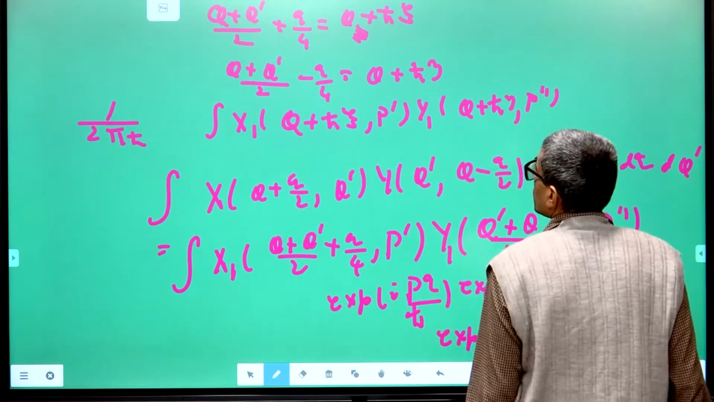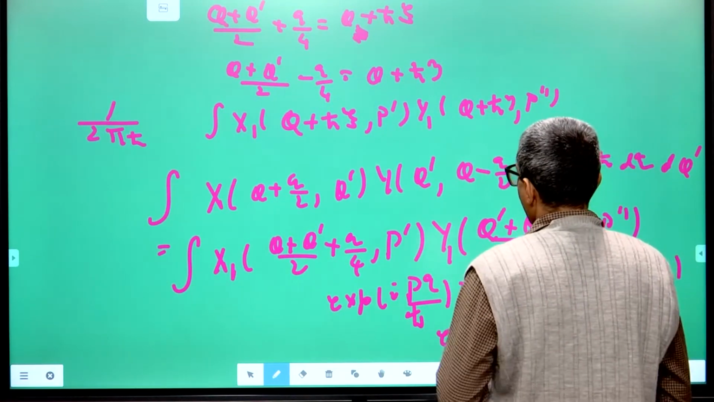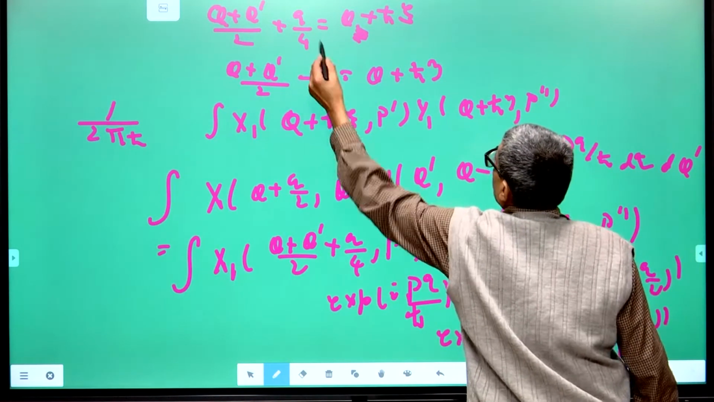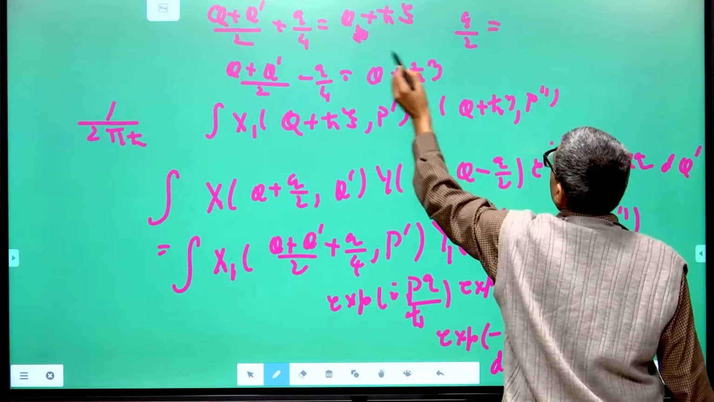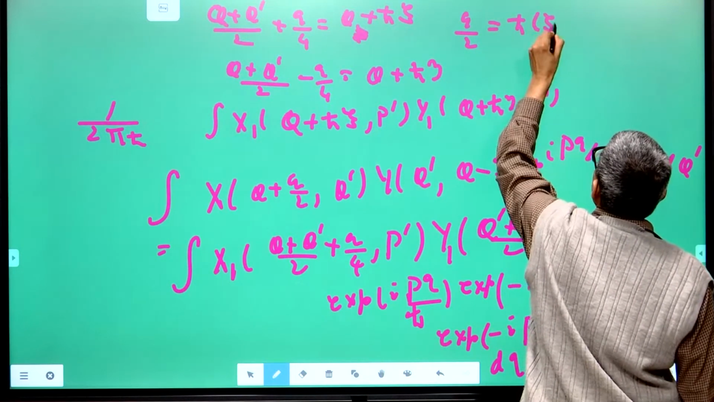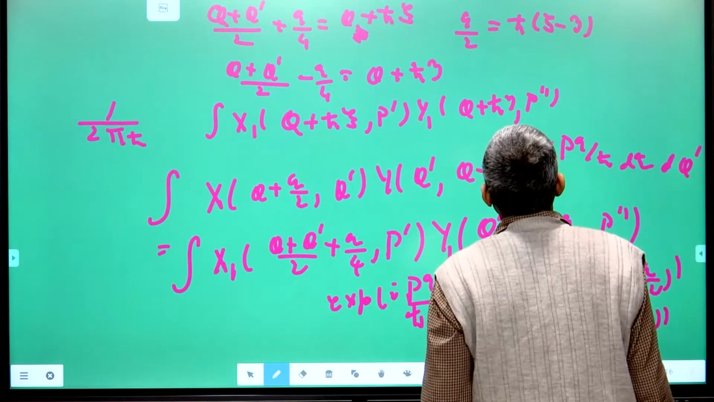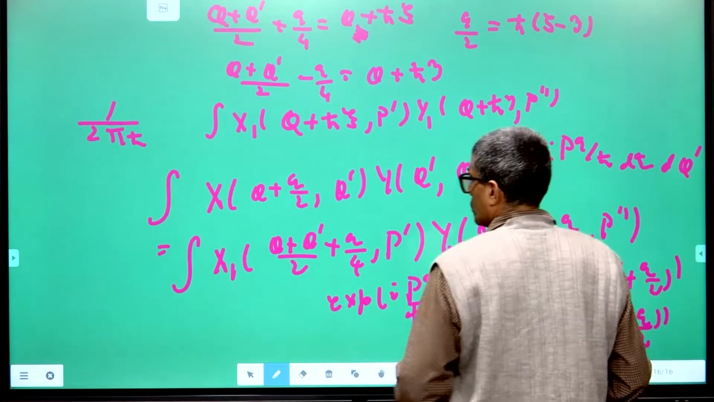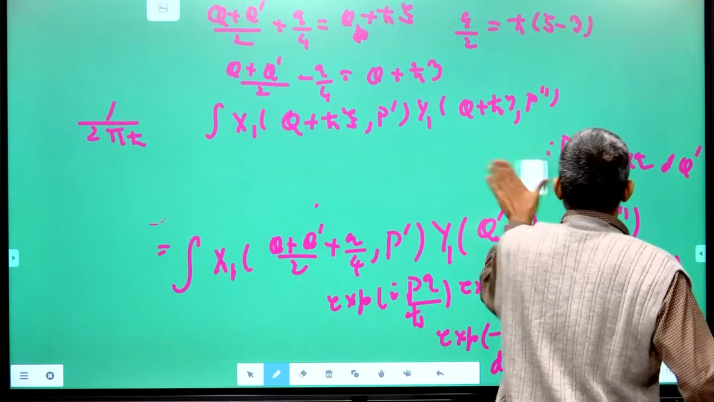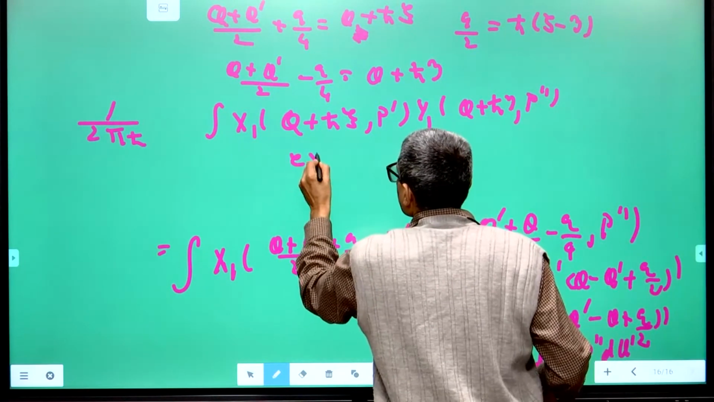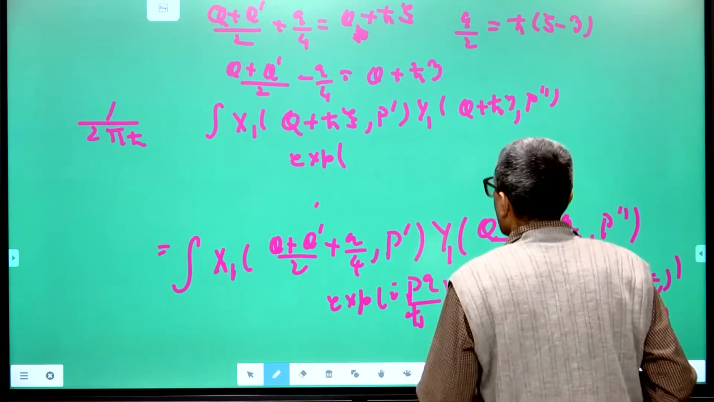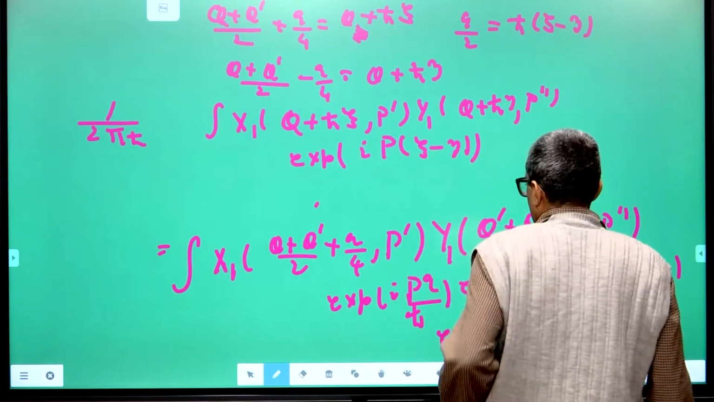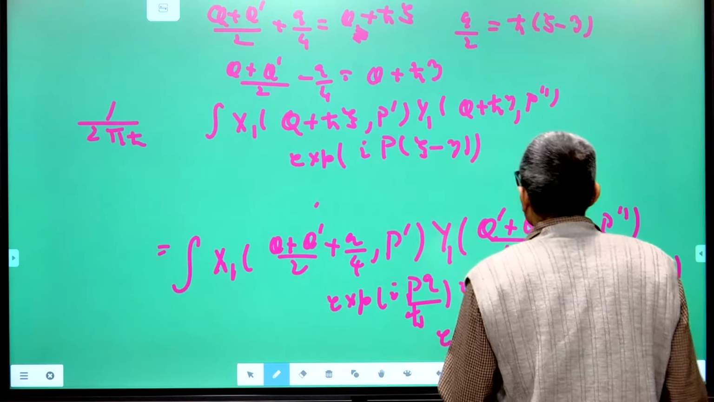What is q now? If you look at this equation and subtract this equation and this equation, I get q by 2 equals the difference of these two, which is h cross (xi minus eta). So, q is equal to 2 h cross (xi minus eta), right. So, here I will get a term like exponential i p. Now, q is h cross (xi minus eta), so that h cross will cancel out, you will get i p times 2 (xi minus eta).